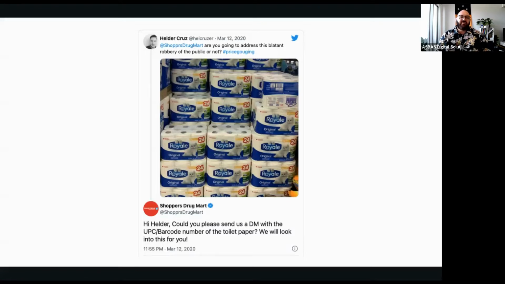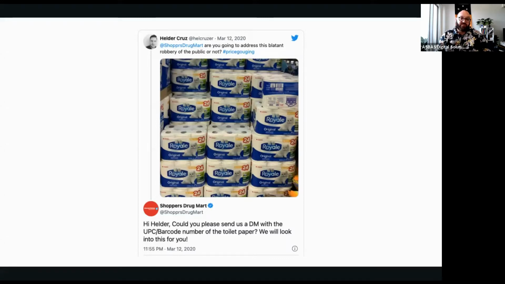Whilst the company wasn't quite sure what was going on and didn't quite know where it was happening, they said, look, can you please send us a direct message with the barcode number of the toilet paper? We'll look into it for you. They didn't ignore it. They didn't try to gaslight him. They didn't try to say, here's our official company position on this. They just said simply, hey, can you just send us a DM?